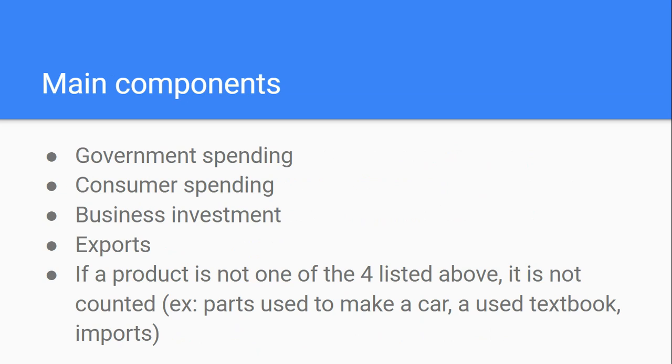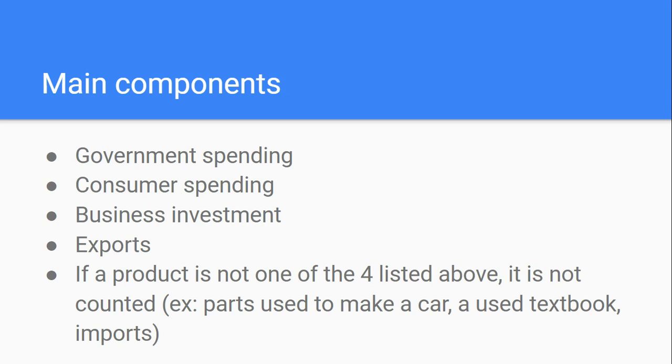Here's some main components of gross domestic product. So when the government spends money on roads, bridges, and highways, that's spending money on a finished good or service. When they're spending money on the military, salaries count as income. So government spending is a main component of GDP.